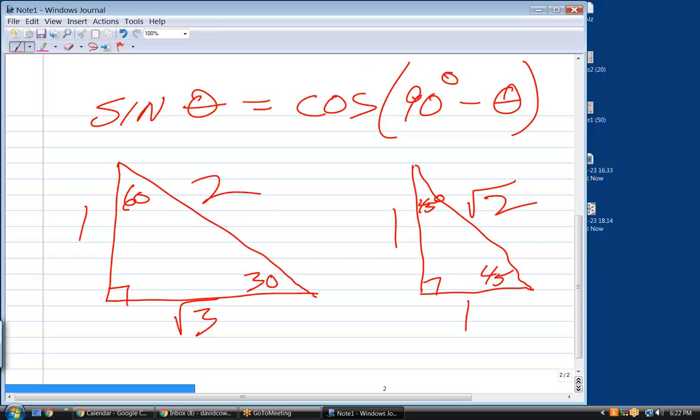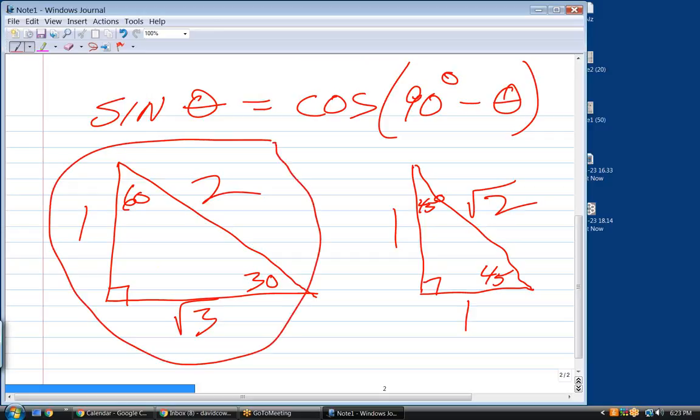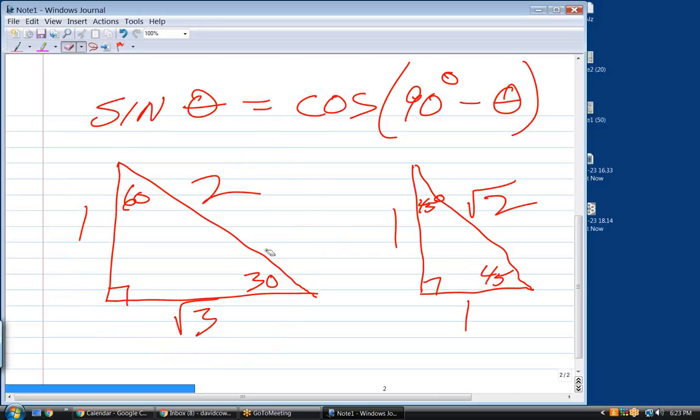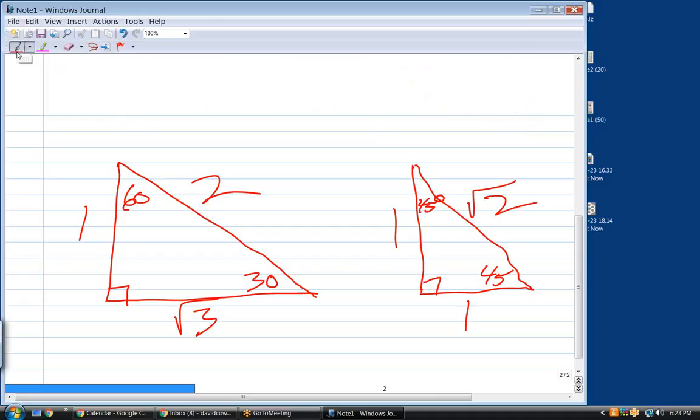Okay? But the truth is that any 30-60 right triangle is going to be similar to that one. Right. So it could be 2 root 3, 4. It could be 10 root 3, 20. Right. It's the relationship that's important. That's what trig is all about, the relationship between the sides. In fact, the word trigonometry means the measure or study of triangles.